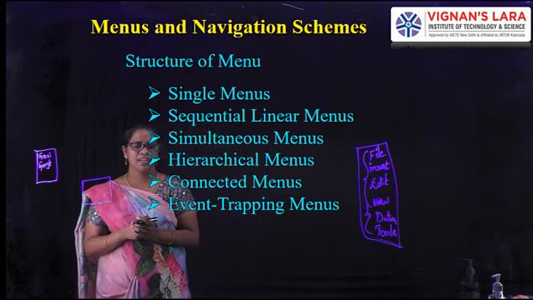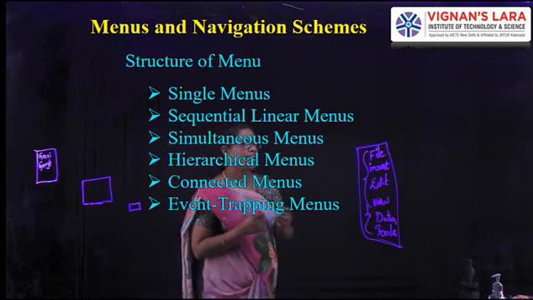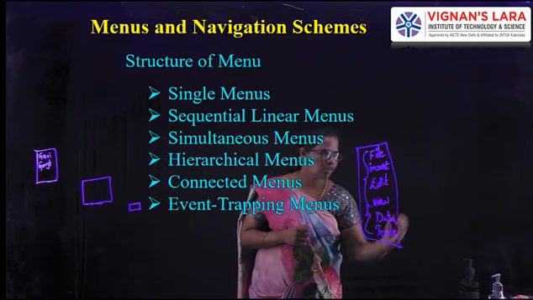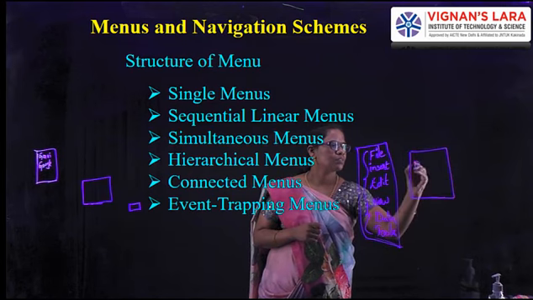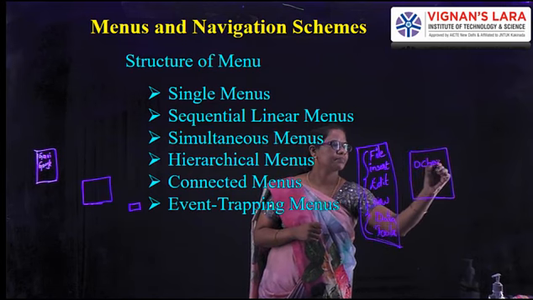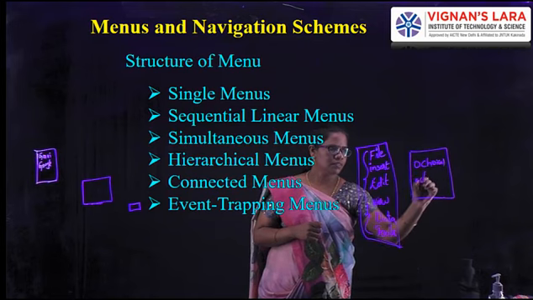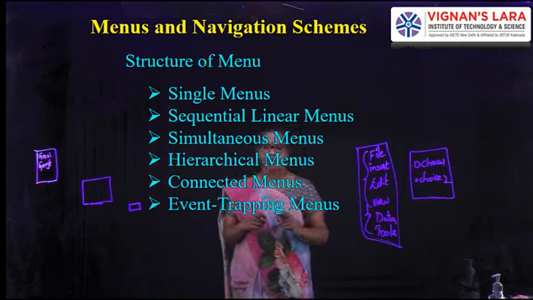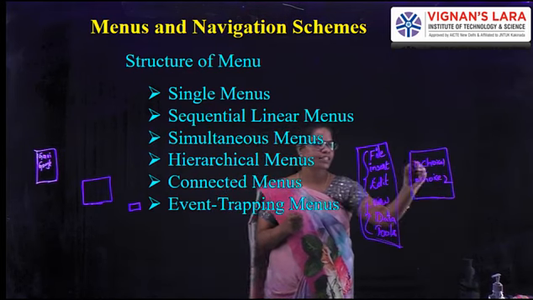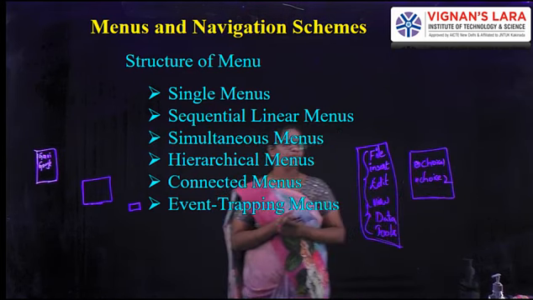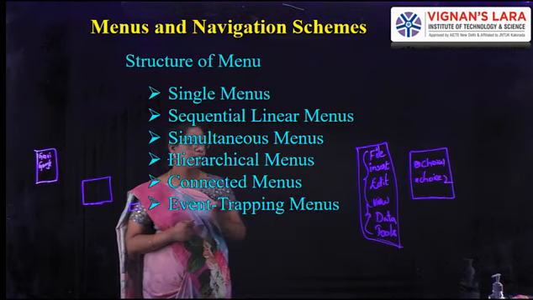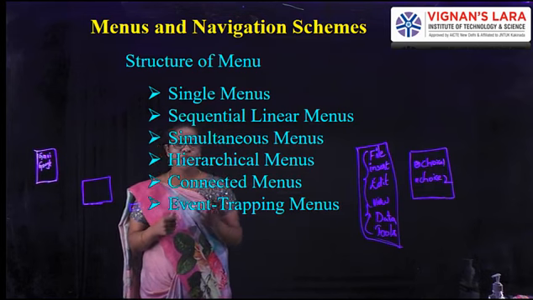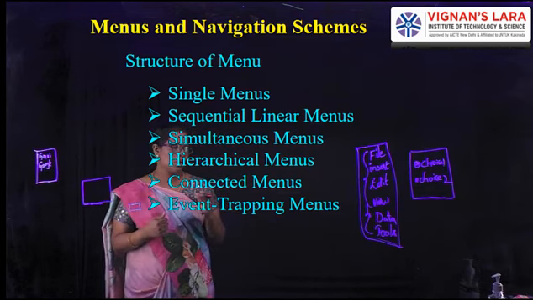A single menu is nothing but having only one thing. That means apart from all those things, you will have only one single menu like this. Choice 1, choice 2. So this is one single menu. You have only one option to consider. Through a single menu, you can opt for only one point, one option.